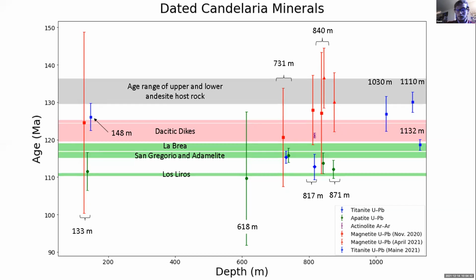And the dacitic dikes in the light pink horizontal bar, which predate the batholith, are in line with the actinolite dates and some of the magnetite dates. And then other magnetite dates are closer to the age of the host rock. So the dates calculated in this study corroborate a multi-event formation model that Irene proposed, and this possibly helps narrow the age of IOCG and IOA style mineralization as seen in the deposit.